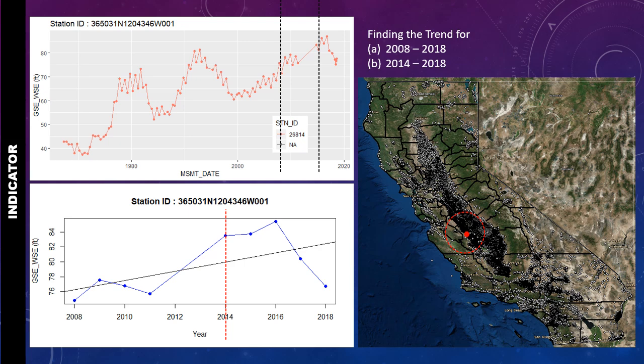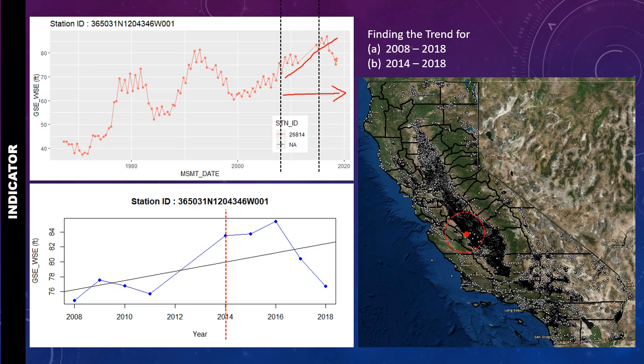First time frame is last 10 years, from 2008 to 2018. Second time frame is 2014 to 2018. And from upper left figures and first black dotted line, that's the last 10 years time frames. And we can see the trend is actually increasing, which means that the depth to groundwater is increasing, or you can say that the groundwater level is dropping.